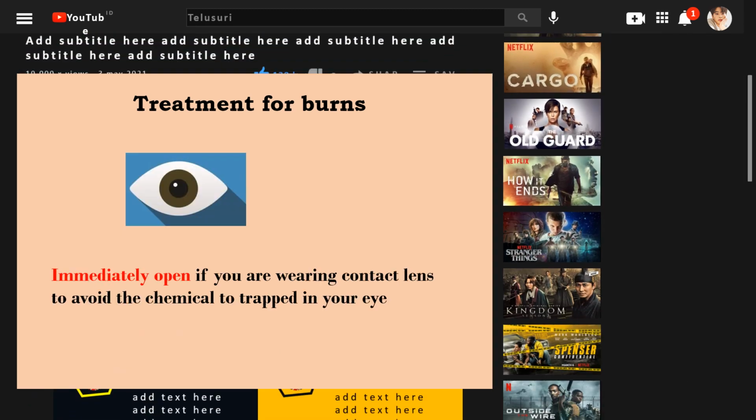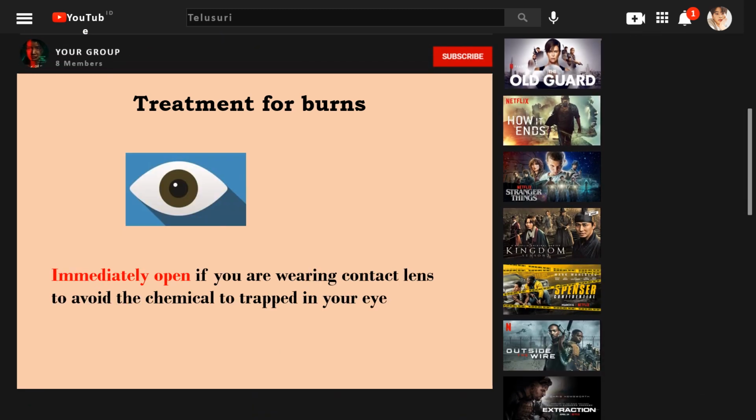If your friend is wearing a contact lens, immediately remove it, and if you are wearing a contact lens, remove it too, because why? To avoid the chemical being trapped in your eye. On the other hand, to make sure the water is spread throughout your eye.